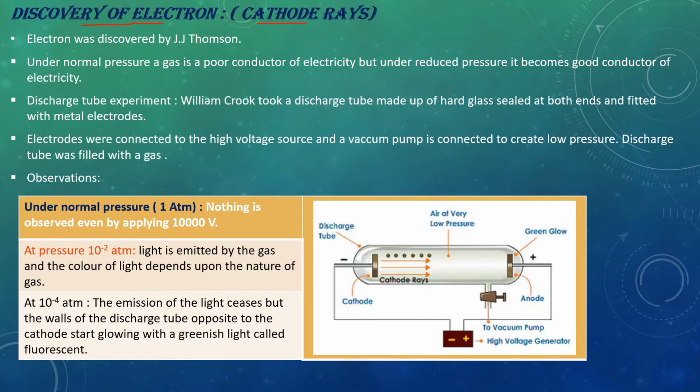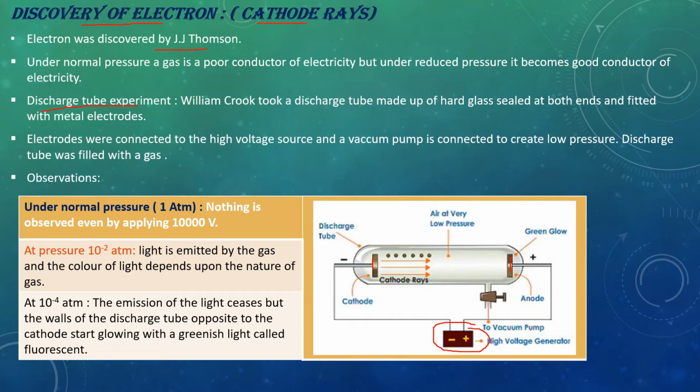Electron was discovered by Sir J.J. Thomson. William Crookes performed a discharge tube experiment. He took a discharge tube, see in the figure, made up of hard glass and fitted with the two electrodes made up of metal at both ends, and these electrodes are connected with the high voltage source, that is 10,000 volt, and a vacuum pump is also connected to create less pressure.